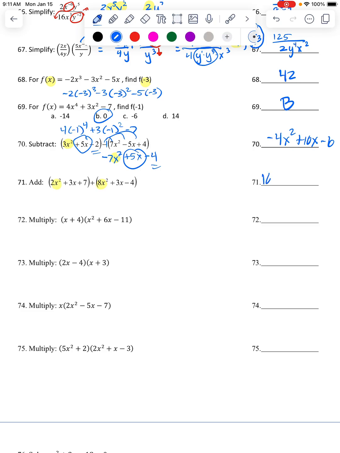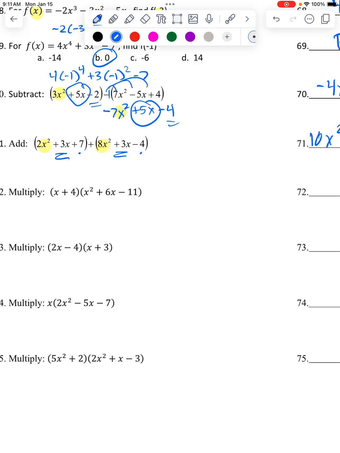Adding is easier because you don't have to worry about switching signs, so this 2x squared and this 8x squared goes right into being a 10x squared. A 3 plus a 3 is 6x, and a 7 minus 4 is a +3. So it's really just combining like terms. It's the minus that you have to be careful of.